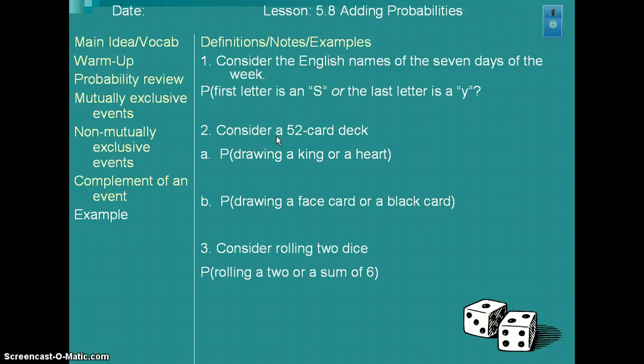The probability of drawing a king or a heart, so either one would work. The probability of drawing a face card or a black card, so again, either one would work. And then in number 3, the probability of rolling a 2, so getting a 2 somewhere when you roll, or that the sum is 6. So either one of those would work, that you could get a 2 or a 6. Again, if you're not all done writing that out, press pause now and go ahead and write it out, and I will reveal all possibilities to help you determine the 3 probabilities you just wrote down.